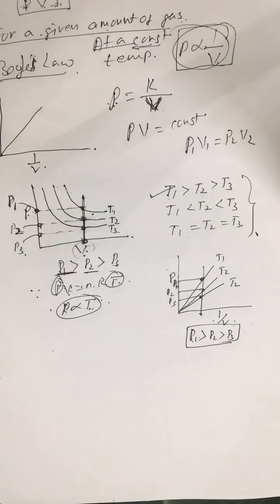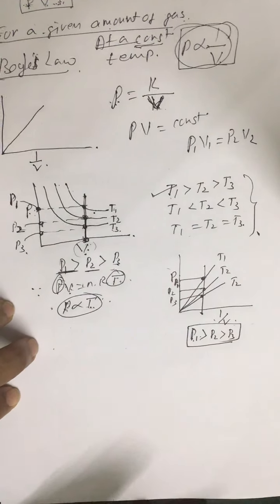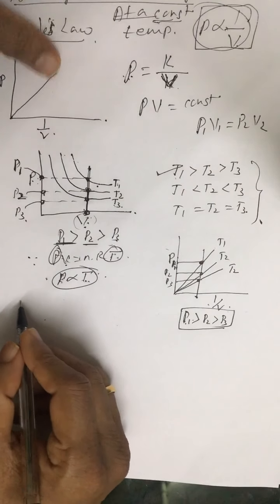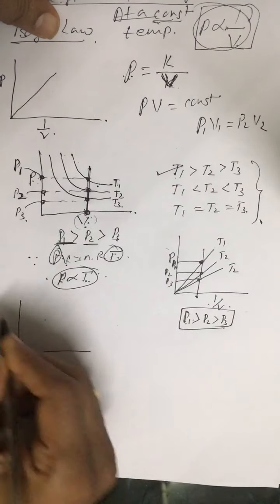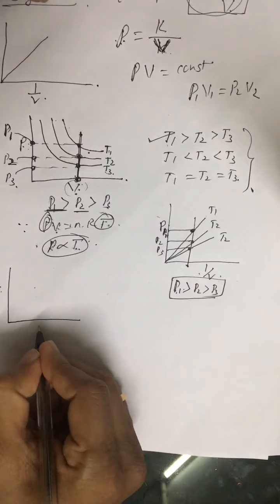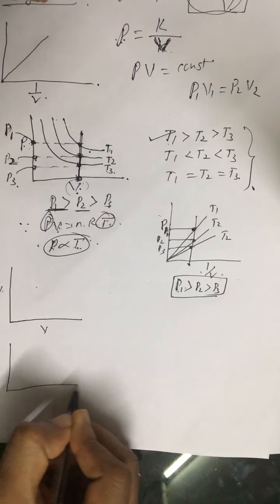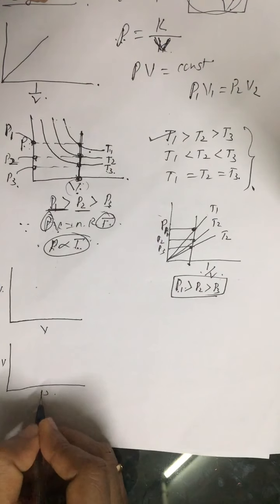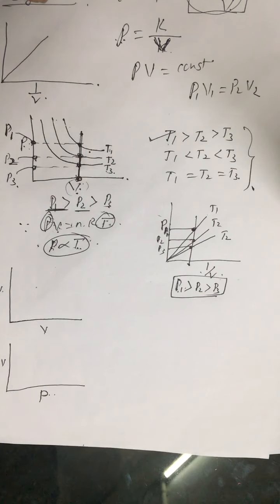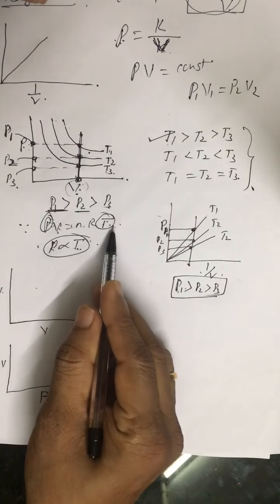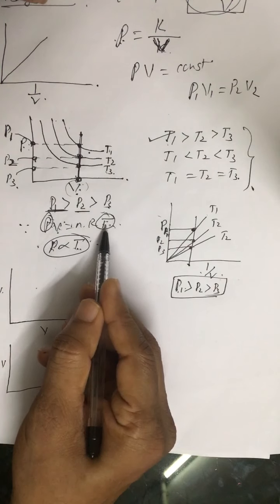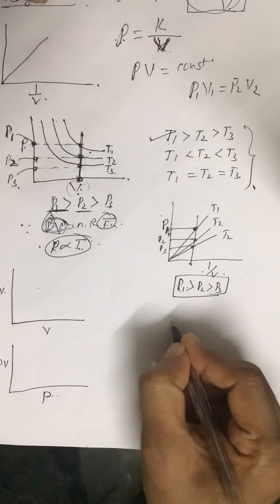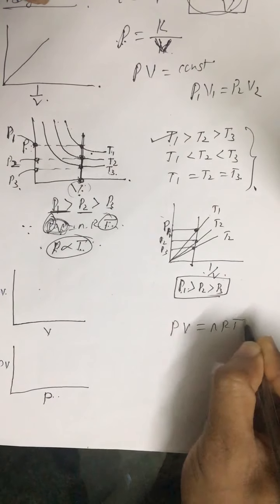Now see, suppose you want to draw a graph between PV and V, or between PV and P. What kind of graphs do you get? From PV equal to nRT, we can say at a constant temperature, the product of P and V, PV, is equal to nRT.